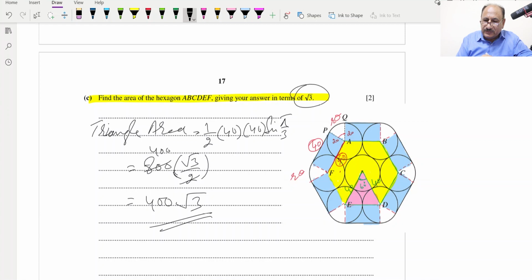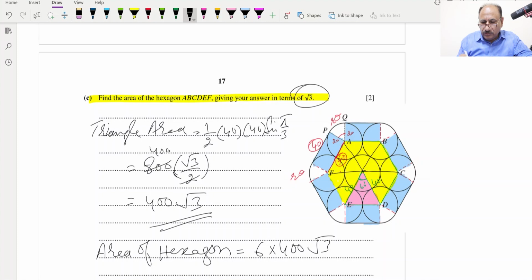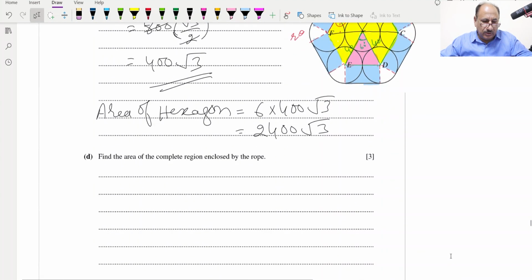The area of the hexagon will be having 6 such triangles. So one triangle, second triangle, third triangle, fourth triangle, fifth triangle, and sixth triangle. So area of hexagon will be equal to 6 times 400 under root 3, and this will be equal to 2400 under root 3. This will be the area of this hexagon.